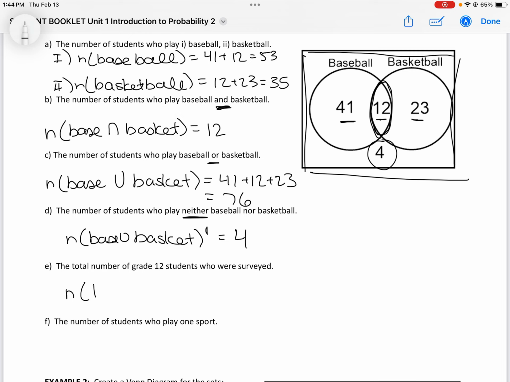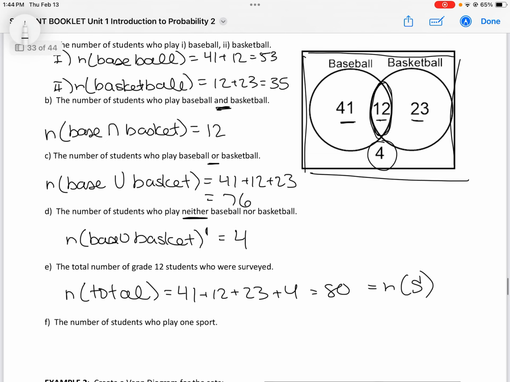So the total number of individuals who were surveyed, we're going to add up every single number inside of this box. Remember, this is going to be the total number in the universal set. So 41 plus 12 plus 23 plus 4, I get 80. 80 individuals were surveyed. Another way of writing this is the number in the universal set.